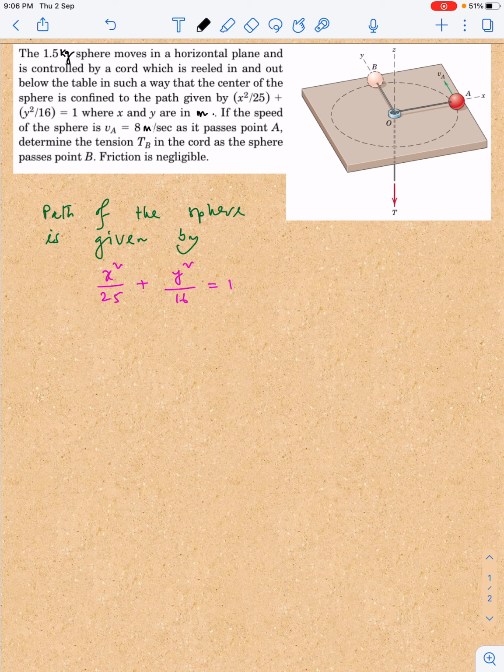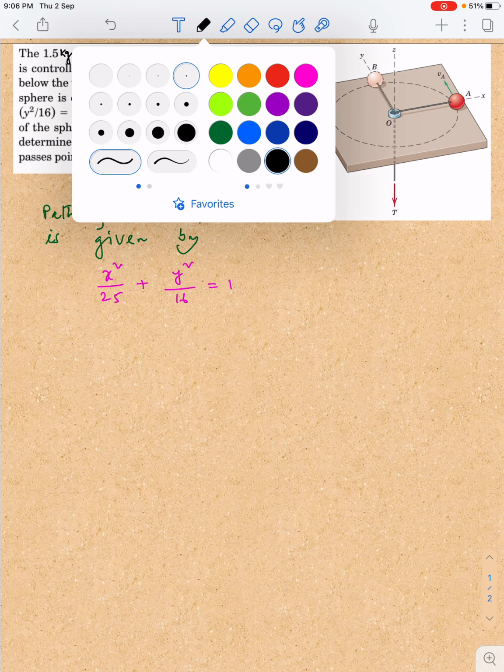So when it is crossing point A, say the speed is VA, and they are asking the tension at the point when the sphere is at point B. So we will approach this question. It's a good question. Let us think technically.